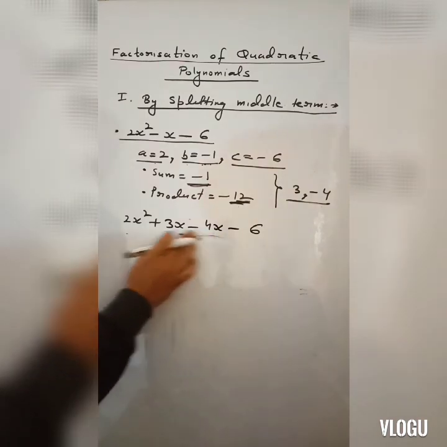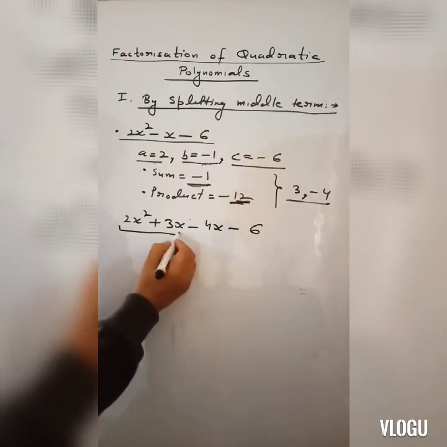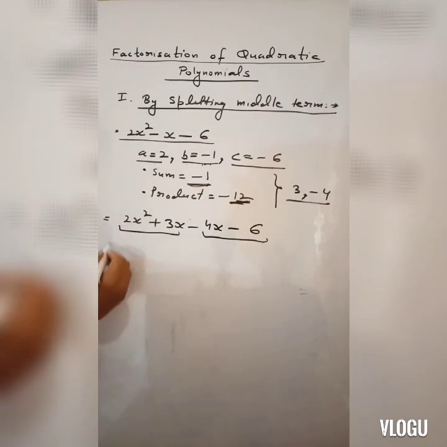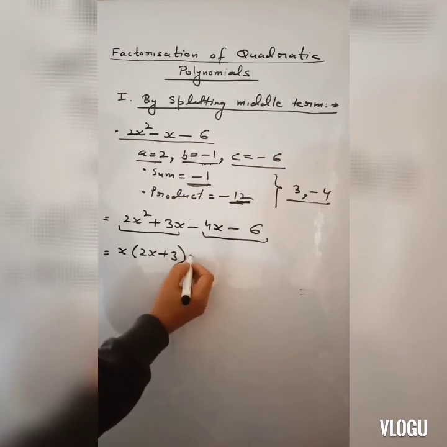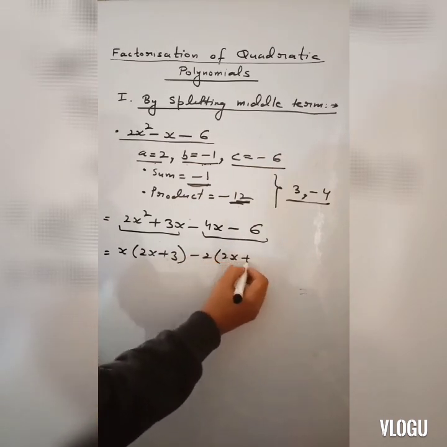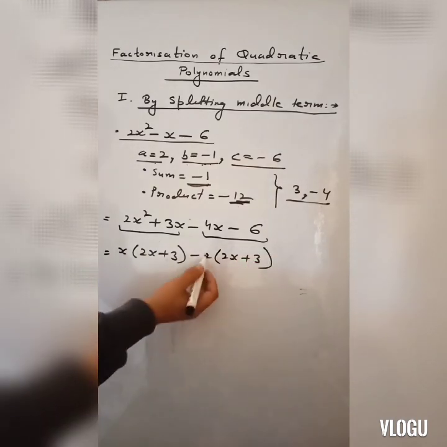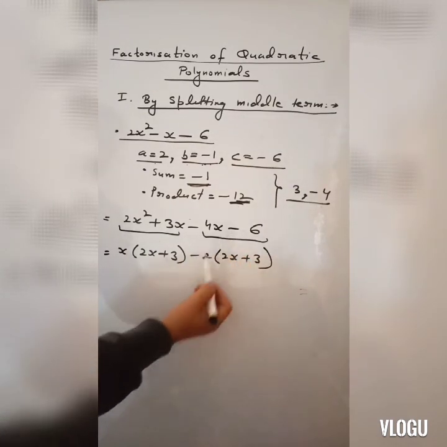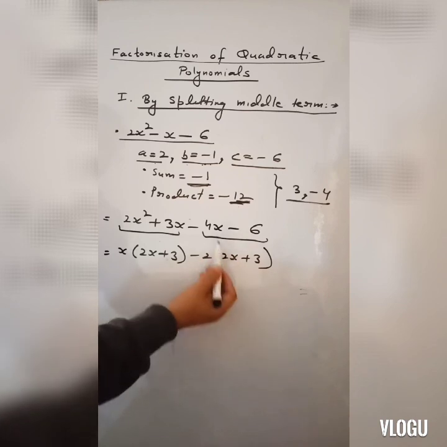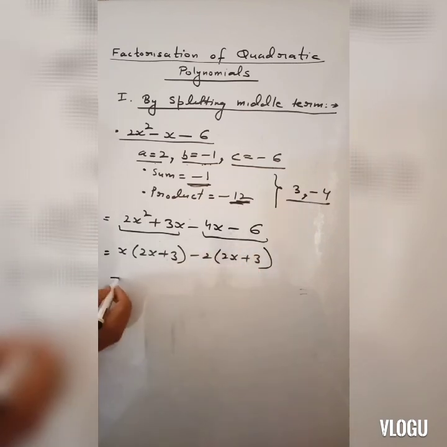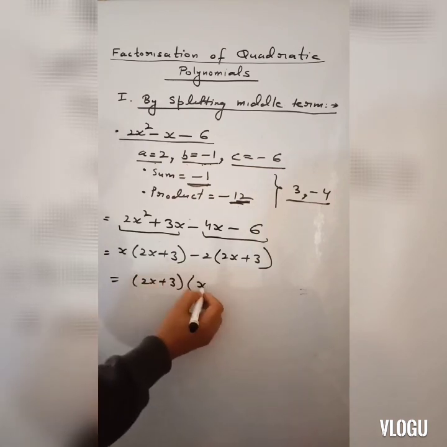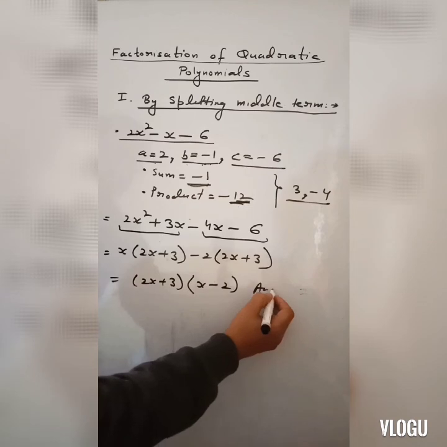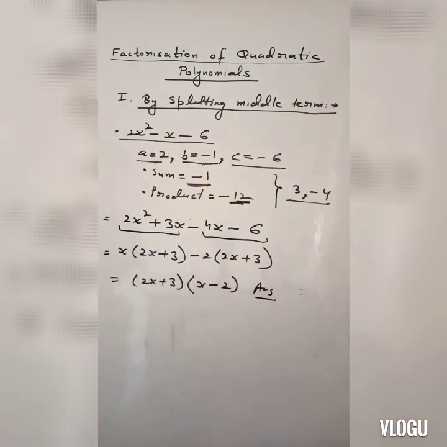Now next, we'll make the pairs. We'll group the first two and last two. Don't write brackets. Now in the first two, you can see what is common. X is common, you will get 2x plus 3. And in these two, you can see minus 2 is common. So you will get 2x plus 3. Right? You should know how to take common. Like in these two, if you multiply, you are getting minus 2 into 2, minus 4, minus 2 into 3, minus 6. Now 2x plus 3 is common in this. 2x plus 3, and here you get x minus 2. So these are the factors of the given quadratic polynomial.